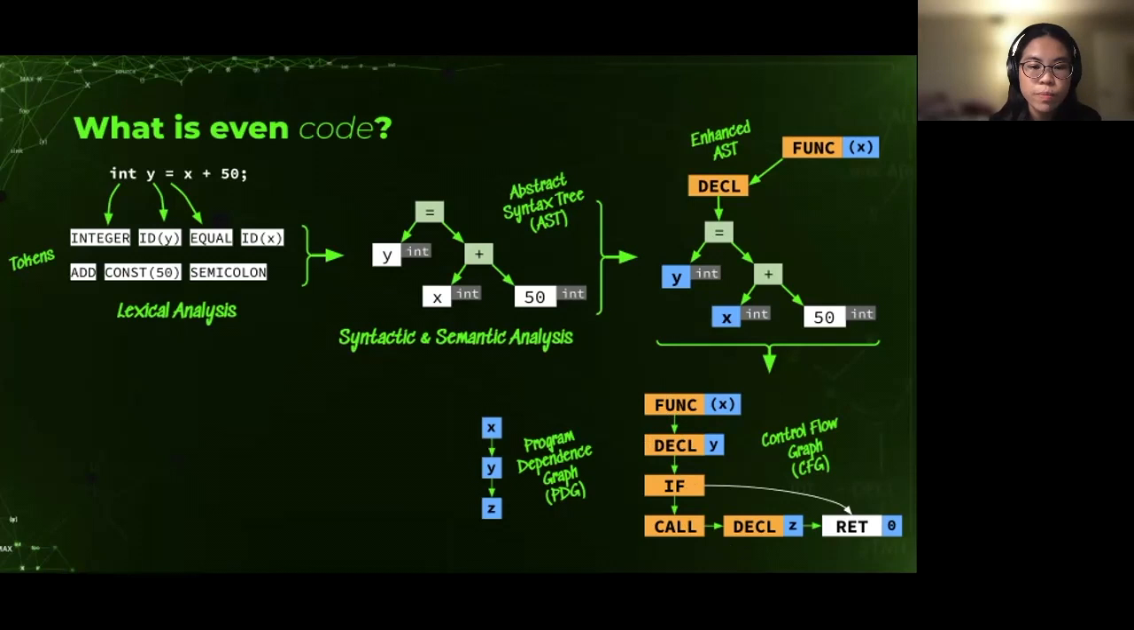And another thing that you can use is the program dependence graph, or the PDG. This kind of graph is designed instead to show the data and functional dependencies that exist within the program. You can see here that z is dependent on y, which is then in turn dependent on x.